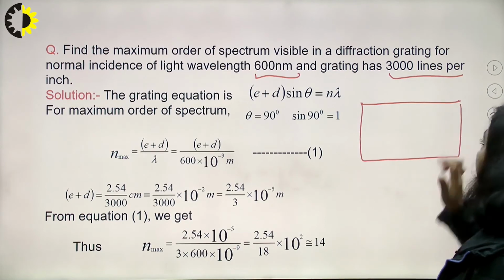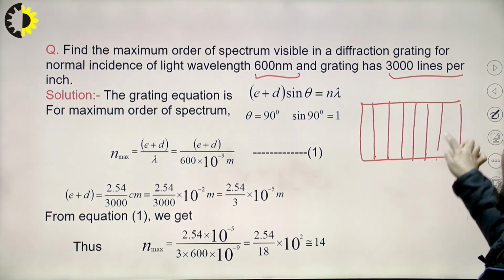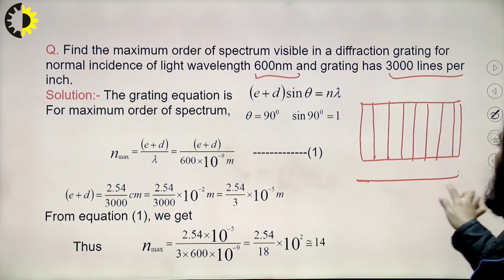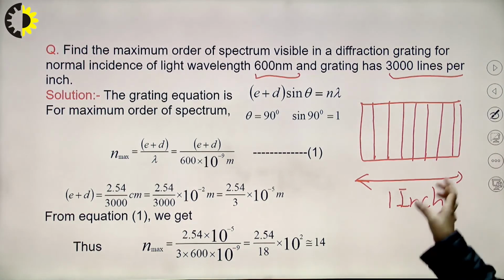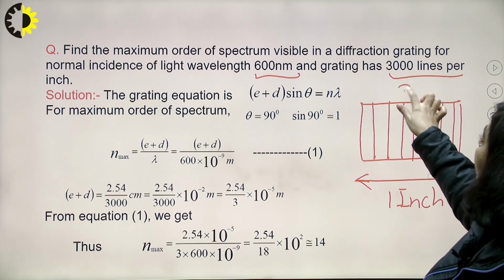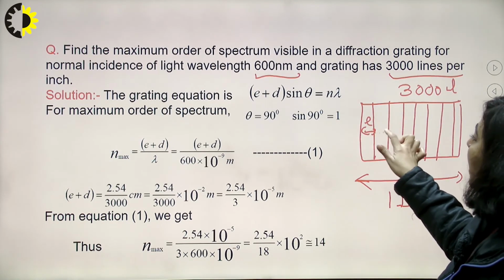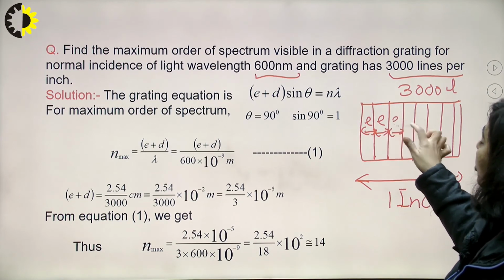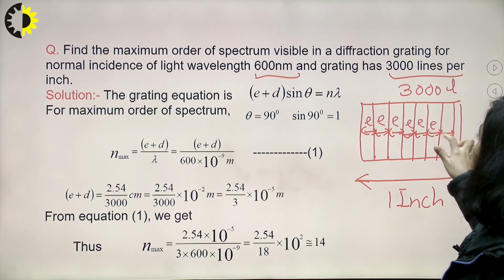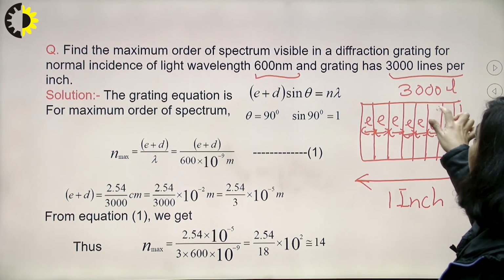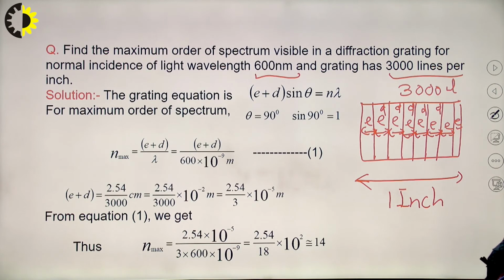You have a grating here, and over this grating there are 3000 lines in 1 inch. Suppose this particular grating is of 1 inch. So according to the question, in this particular portion, you have 3000 lines. So you will draw 3000 lines here. The spacing between two lines is your E, and the width of the line is your D. It means you are getting this E 3000 times in 1 inch, and this D 3000 times.